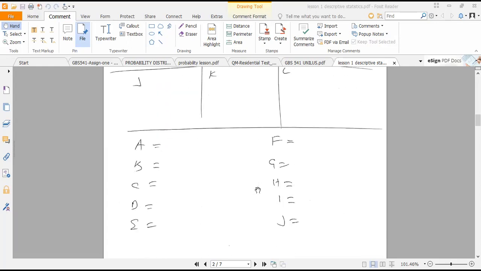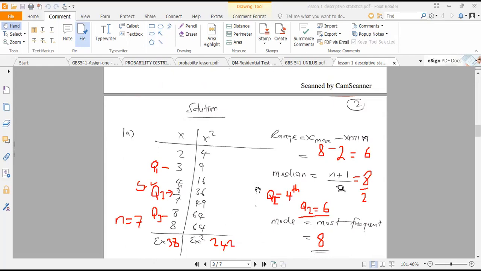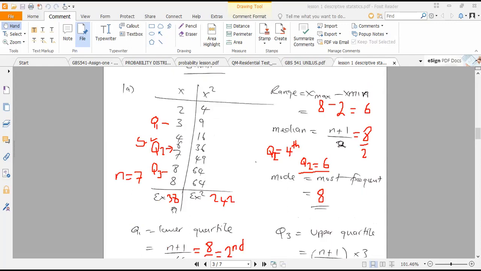All right, so now we get straight to business. Whenever you're given ungrouped data, we first arrange it in ascending order, from the smallest to the biggest. 1, 2, 3, 4, 5, 6, 7. We have 7 data points that have been arranged from the smallest to the biggest. When you square them, 2 times 2 is 4, 3 times 3 is 9, 4 times 4 is 16, 8 times 8 is 64. And we total them up. This is called the summation of x, which is 38. This is the summation of x squared, which is 242.